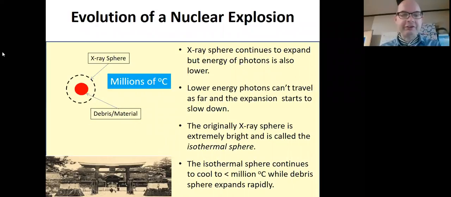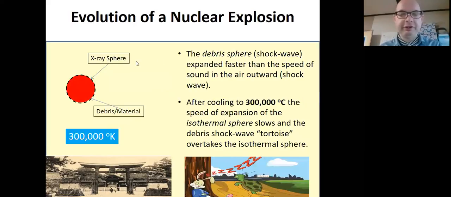So that's why this X-ray sphere here is shown further away from the debris sphere. But the debris sphere at one point, because it's a shock wave, is expanding faster than the speed of sound. It travels outward, that's called a shock wave. And after 300,000 degrees Kelvin, the speed of the expansion of the isothermal sphere, and that's the X-ray sphere, slows, and the debris wave, which was the tortoise, overtakes the isothermal sphere.